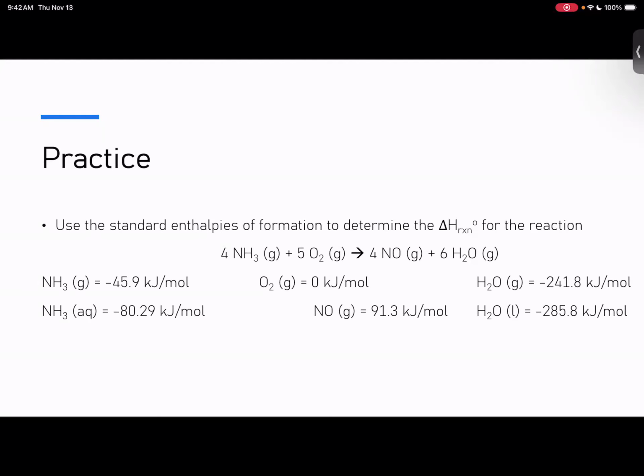Oxygen gas is going to be 0 because it's an element in its standard state, and all elements in their standard state have a value of 0. Nitrogen monoxide is 91.3 kilojoules per mole. And again, you've got to pay attention to water. For gas, it's negative 241.8, but for liquid water, it's negative 285.8. So, number one mistake students make is they don't pay attention to their state of matter.